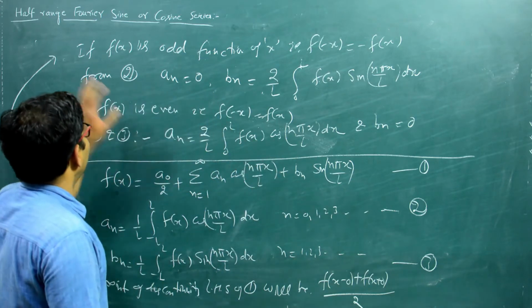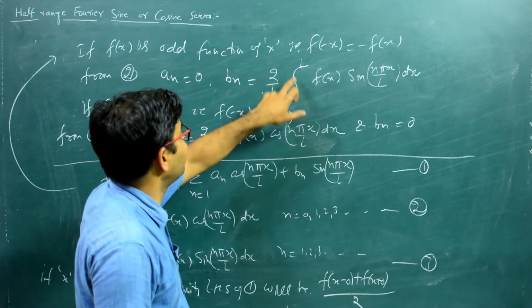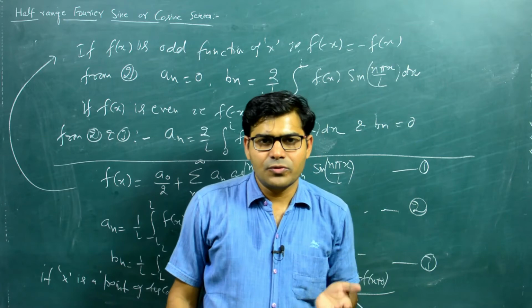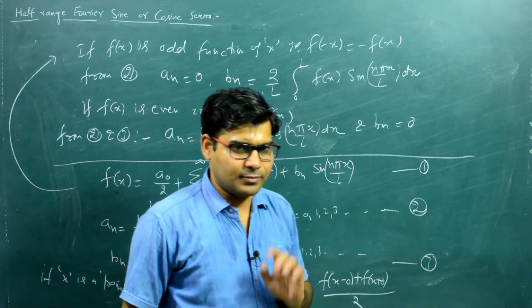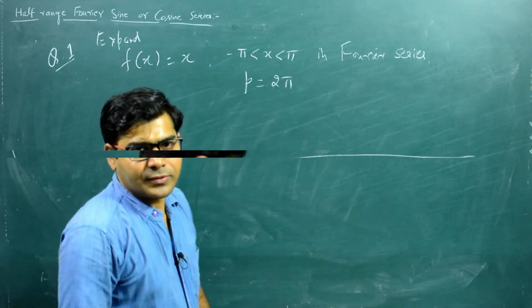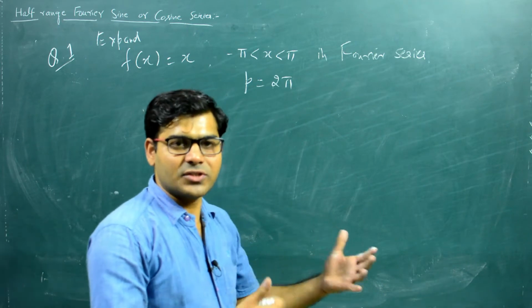Okay, so these are known as Fourier half range sine or cosine series, because you see the half range is there. Now let's try to solve one or two numerical examples to make this even more clear. How do we apply this in numerical problems? Let's solve a numerical problem based on what we have just learned.